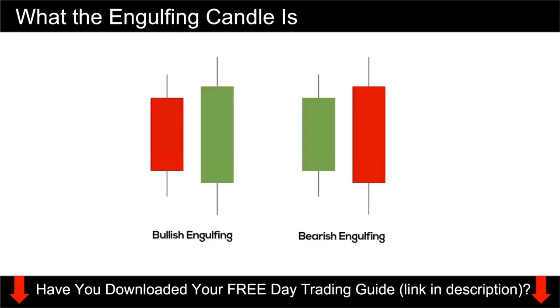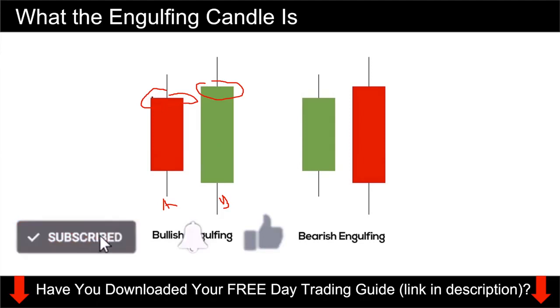So what is the engulfing pattern? I have a picture over here. It's very simple. An engulfing pattern is basically when you have candle A and candle B. For a bullish engulfing candle, candle B closes above the previous candle's open. So in a bullish engulfing example, the closing price of the second candle, which is candle B over here, will be above the opening price of the previous candle.